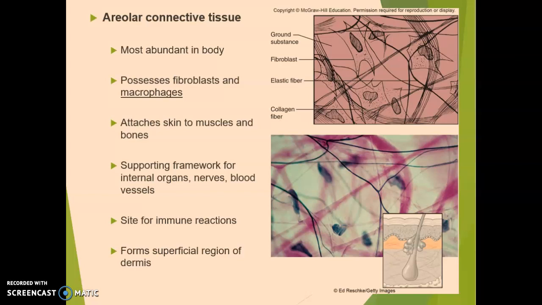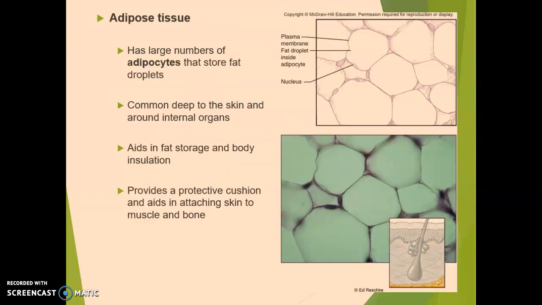So we look here at areolar tissue, which is the most abundant in the body. It possesses fibroblasts and macrophages. So fibroblasts would be here. You can see the elastic fibers and collagen fibers. Again, they provide a supporting framework for internal organs, nerves, and blood vessels. It can also be a site for immune reactions and forms the superficial region of the dermis, so the skin.